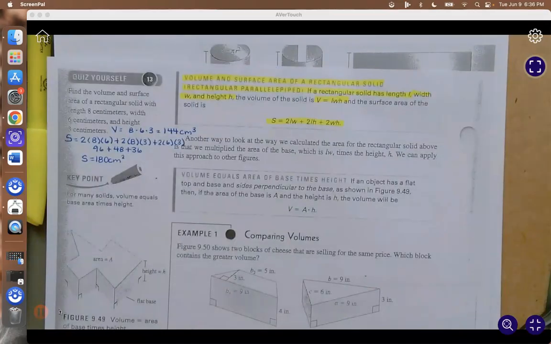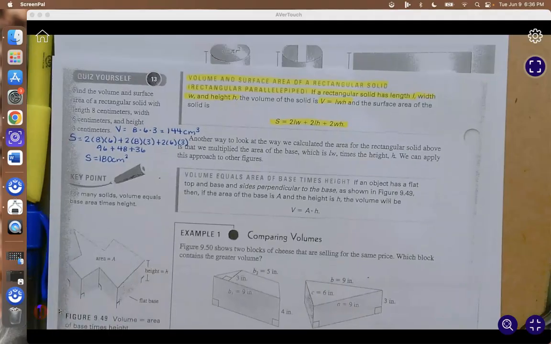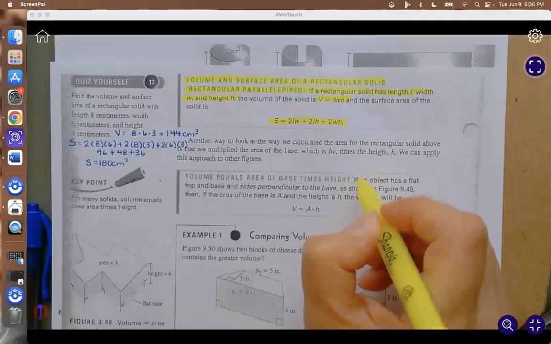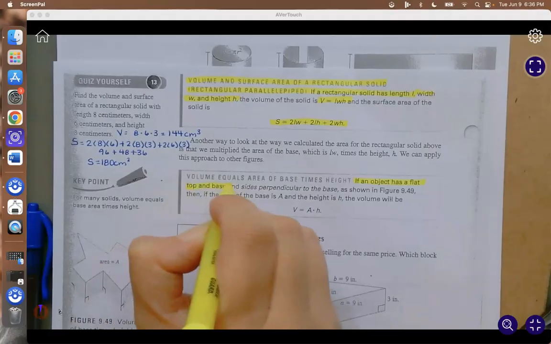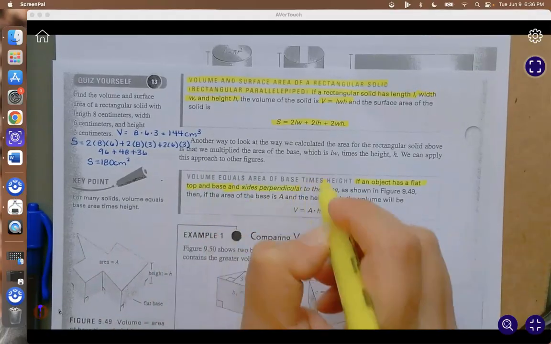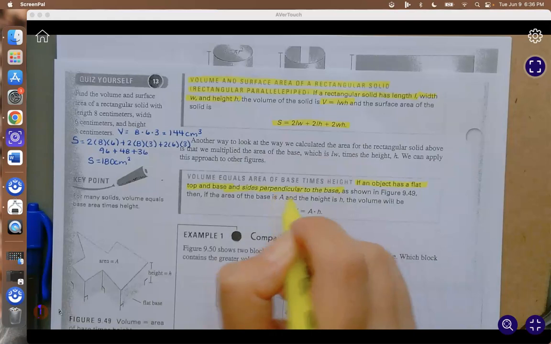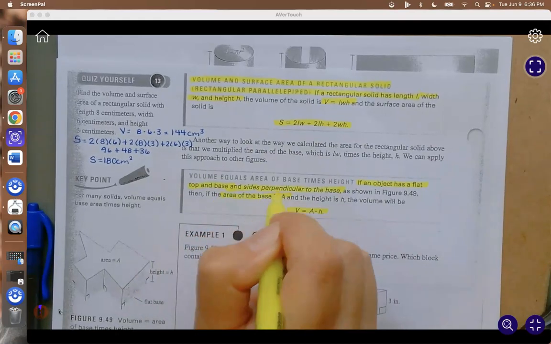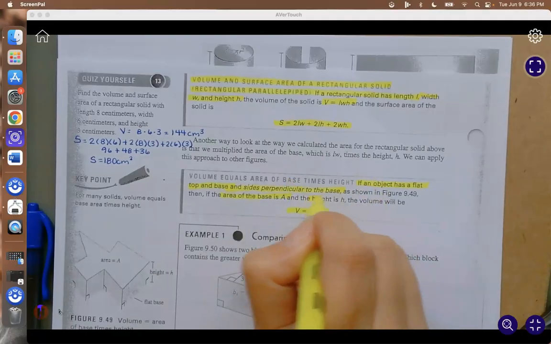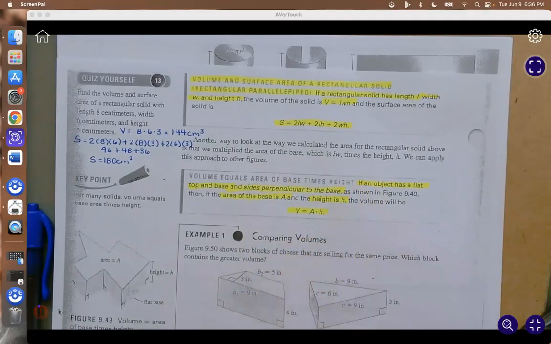Okay, not too bad. Now, if you have an object that has a flat top and base and the sides are perpendicular to the base, then you can find the volume by finding the area of the base and multiplying it by the height.